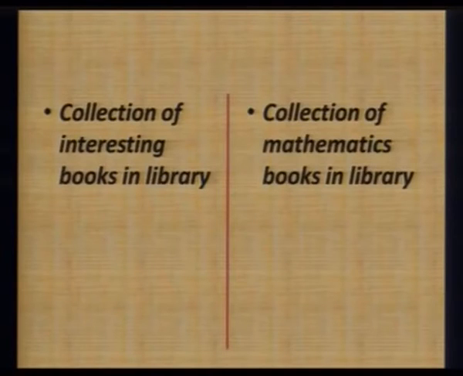Let us go through some more examples. Here we have two types of different collections. One collection is the collection of interesting books in the library. Another collection is the collection of mathematics books in the library. If we see the first one, now the question arises, how will we decide which book is interesting? Because it will depend on the interest of one individual, in which book he finds interest. So it is quite difficult, or say controversial, to find a collection of interesting books for which everybody will agree. And in the second one, this is very much clear, that a particular book will be included in this collection, the book which belongs to the subject mathematics. So here it is very much clear what book will be included in that collection and what book will not be included in this particular collection.